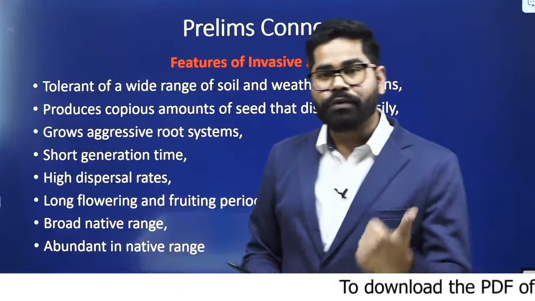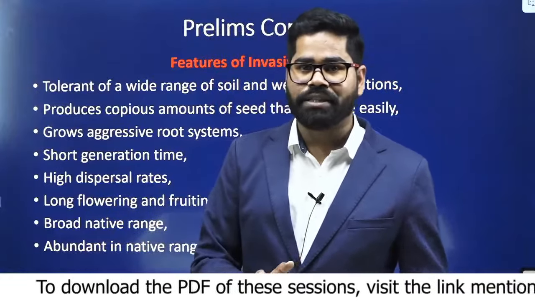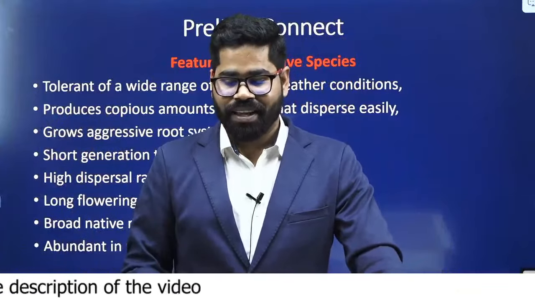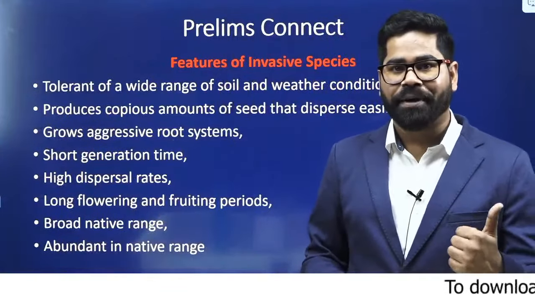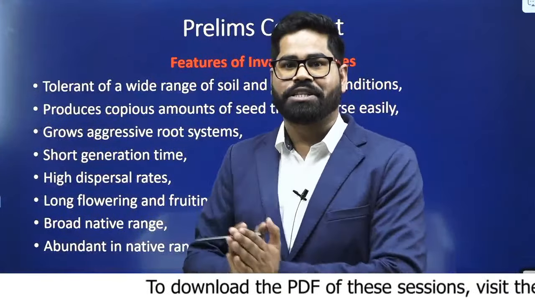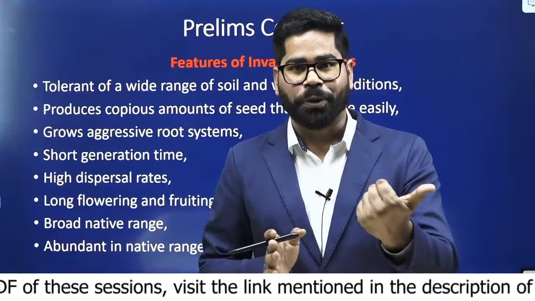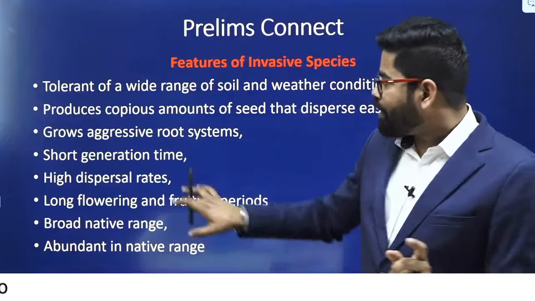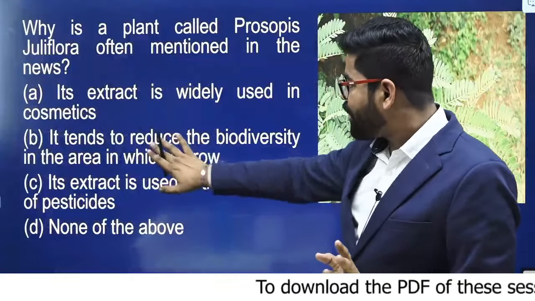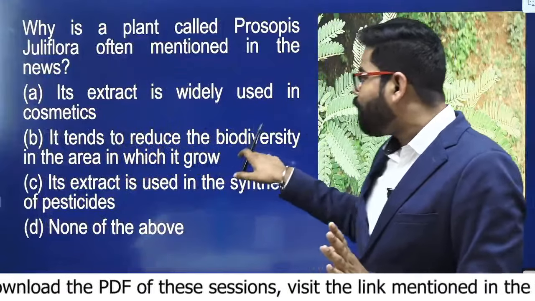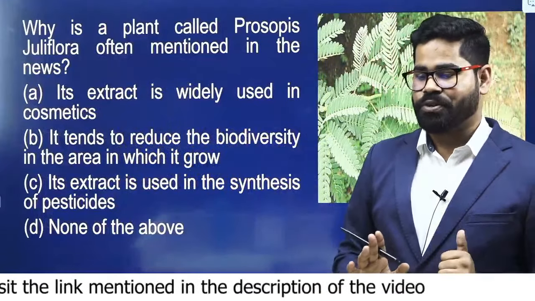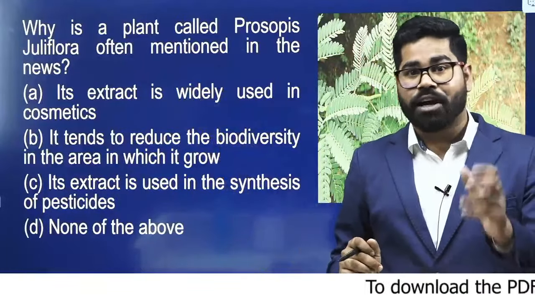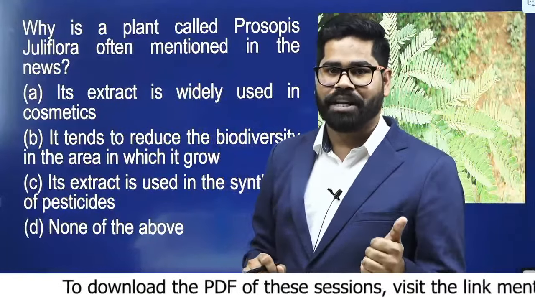So what we are witnessing in the case of alien invasive species is that they can grow in an area at an exponential rate. And in that condition, what would happen? They would replace the native species. So what it is doing is reducing the biodiversity of that region. So for that reason, the answer here would be B: it tends to reduce the biodiversity in the area where it grows. So that is a very important question. Alien invasive species are also quite frequently asked in the examination.